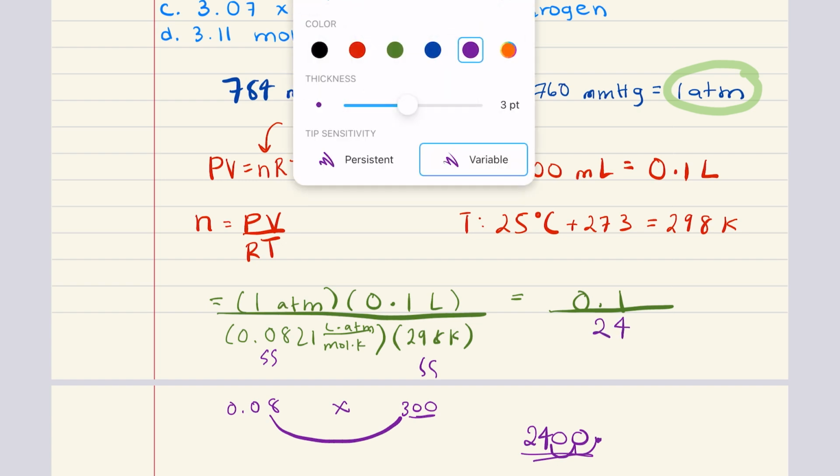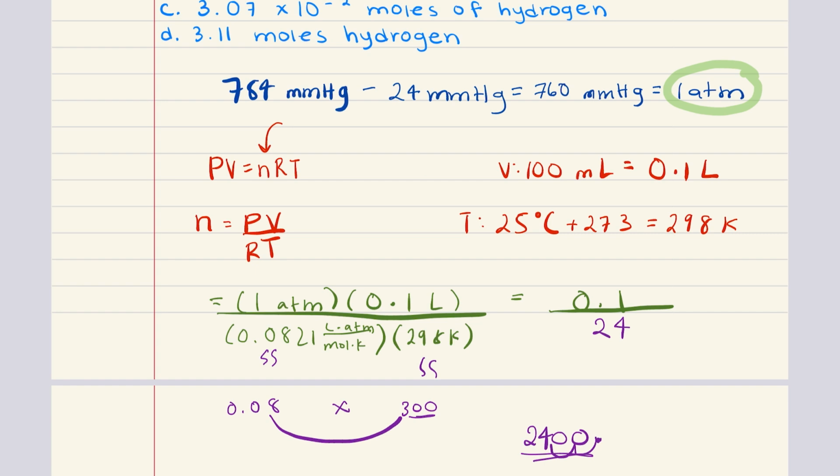Now I also want to show you what units cancel out and what units do not. Atmosphere cancels out, liters cancel out, Kelvin cancels out, mole is the only unit that's left, so our final answer is going to have units of moles.